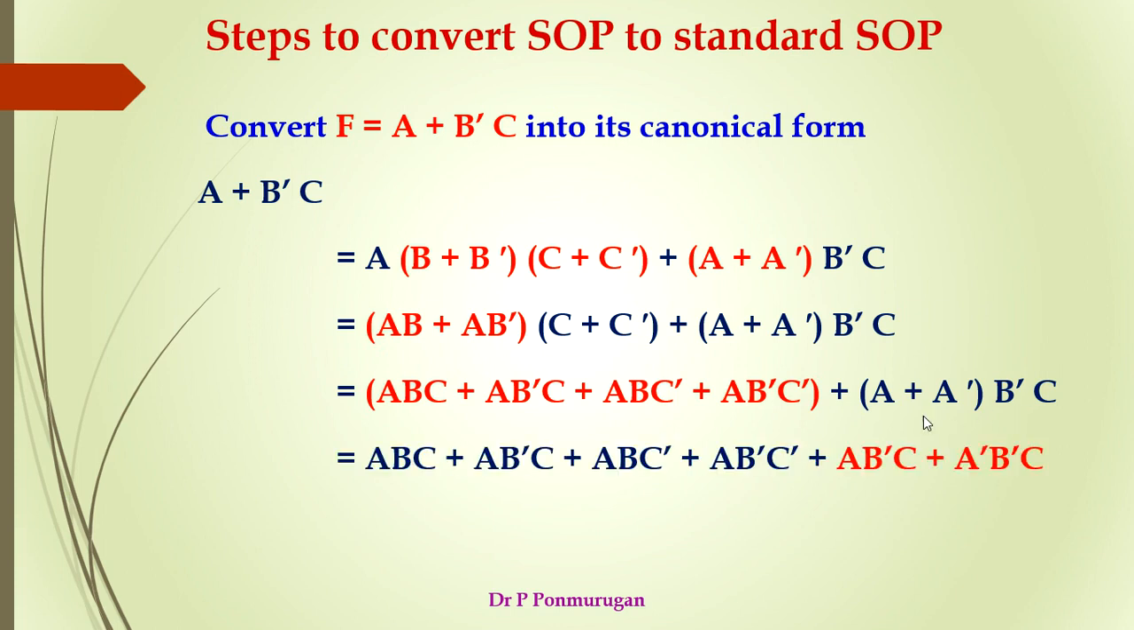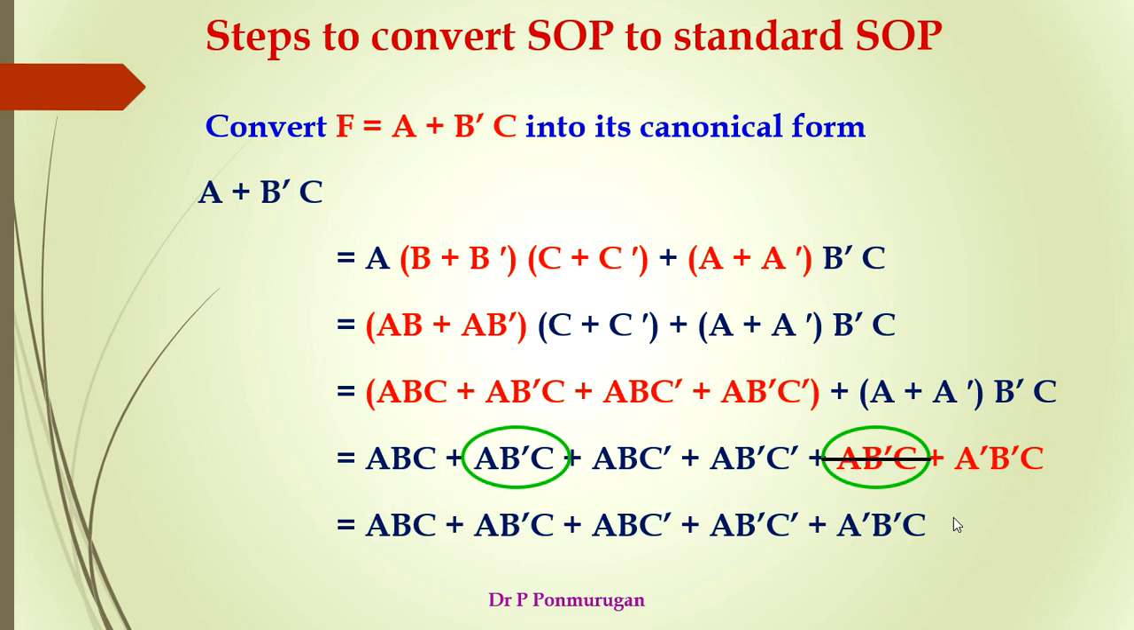After that, we need to apply distributive law for the last term, A plus A bar and B bar C. If you use distributive law for this, it will be A B bar C plus A bar B bar C. After this, the last step is to check whether there are any repeated terms in this expression. If we check here, this term and this term are the same. So this A B bar C is repeated here, so we can omit this. Then the final expression will be like this.